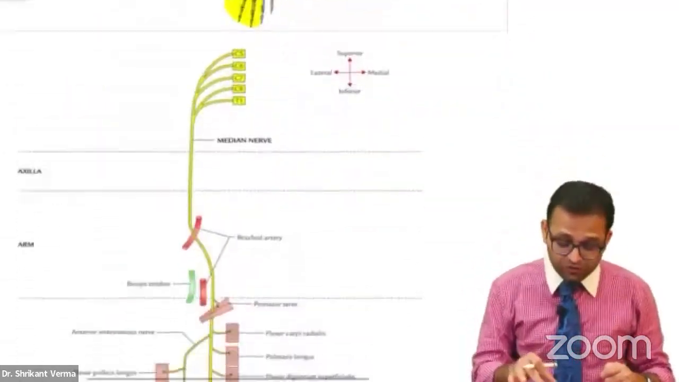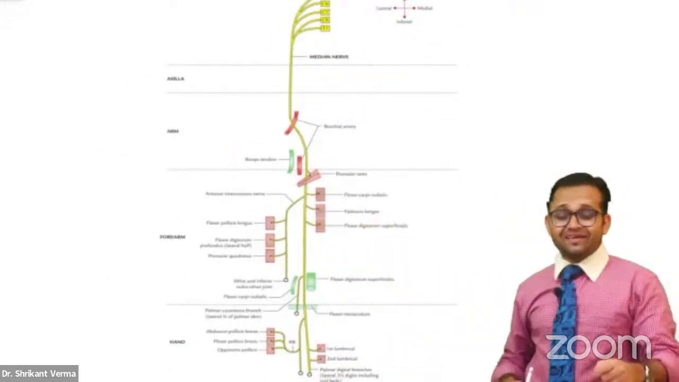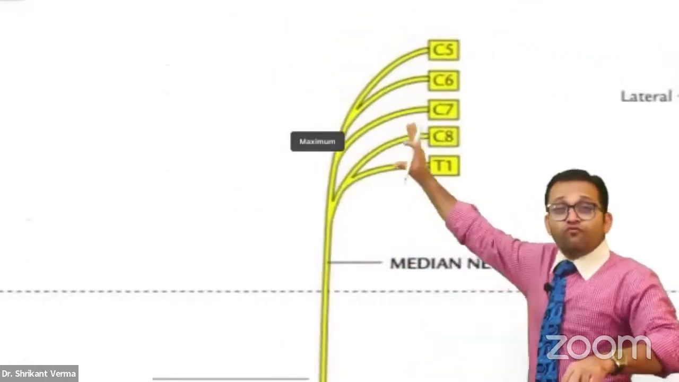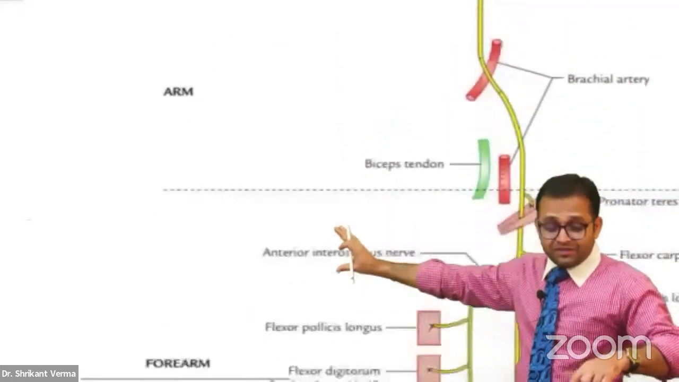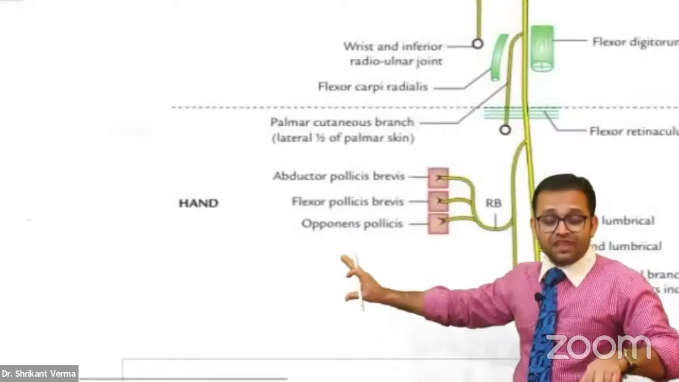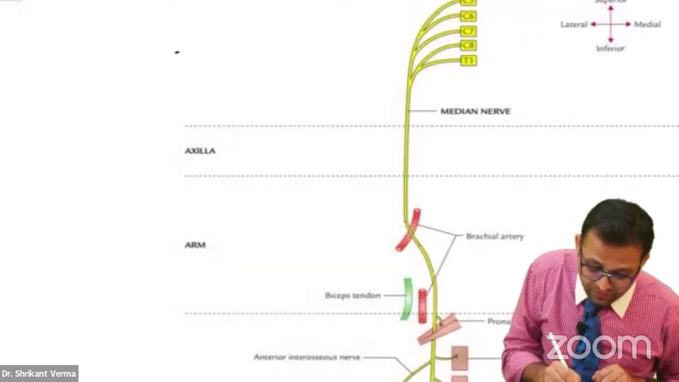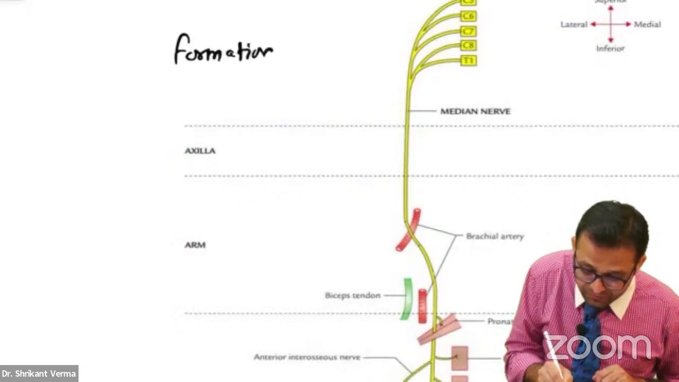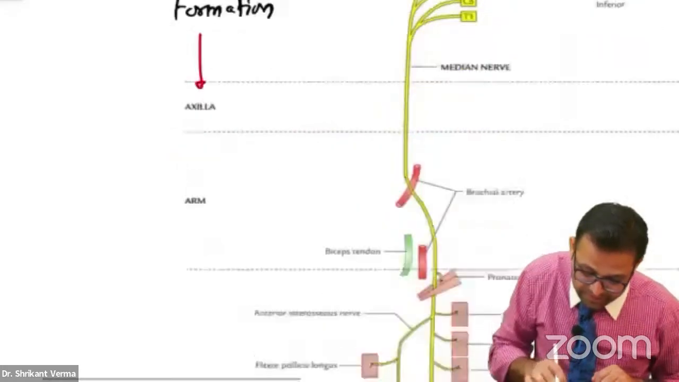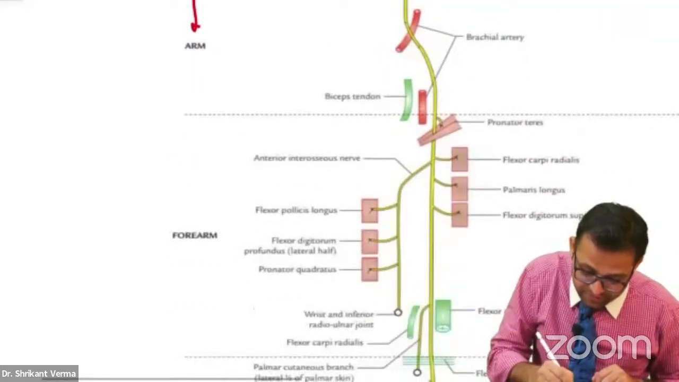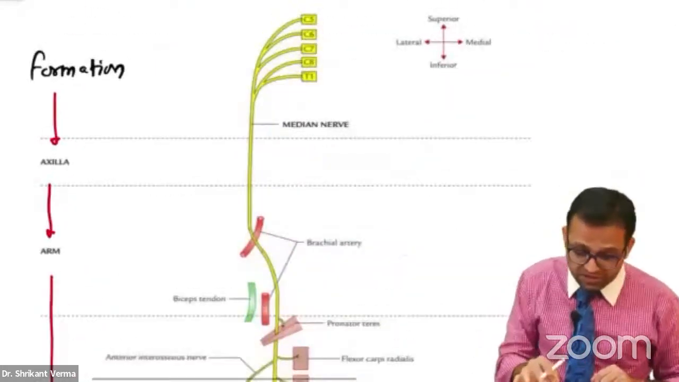Okay. Now what I want to tell you, this is one diagrammatic presentation of the median nerve. You have to draw this diagram. See here how you will show the formation of the median nerve, then its course in the axilla, then in the arm, then how it is running in the forearm, then how it is running in the hand. So this is the way you have to describe. For any nerve, first you have to say about the formation, then the course in the axilla, then from the axilla into the arm, then from the arm into the forearm, then into the hand. Okay, so let's start.